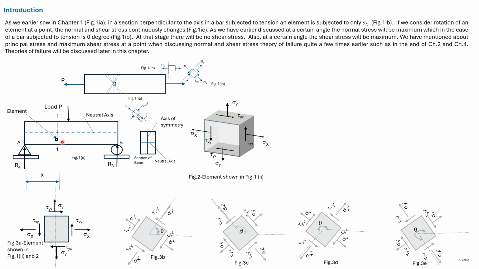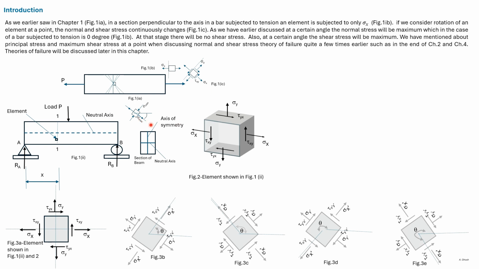If we keep on rotating this element, then at a certain angle, we'll find that the maximum and minimum normal stresses will act, and there will be no shear stresses acting on the element. So the case is the same as here, except that the maximum normal and minimum normal stress act when the element is at an angle. So if alpha is 0 here, alpha has some magnitude in this case.